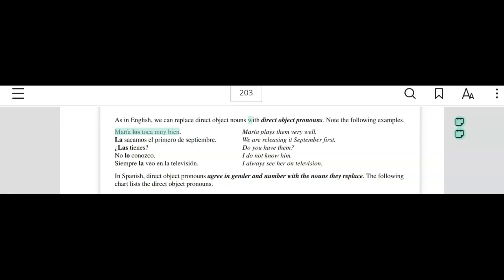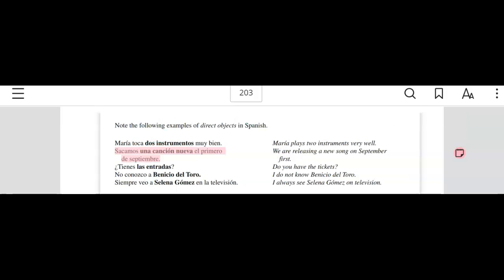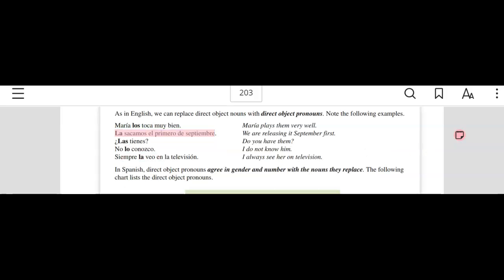Let's look at another example. Sacamos una canción nueva el 1 de septiembre. We are releasing a new song on September 1st. So here we're talking about a new song. La sacamos el 1 de septiembre. We are releasing it September 1st. La would be the direct object pronoun. La is replacing canción nueva. So instead of saying canción nueva, we're using la.